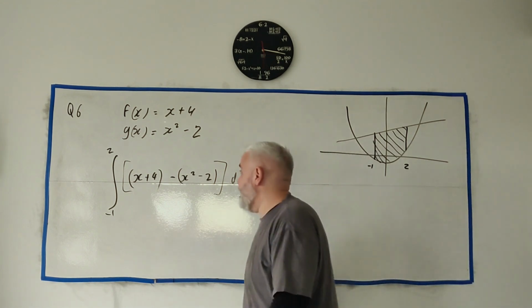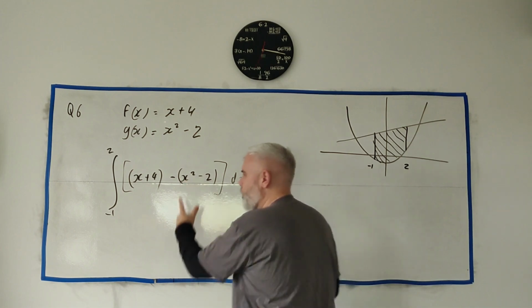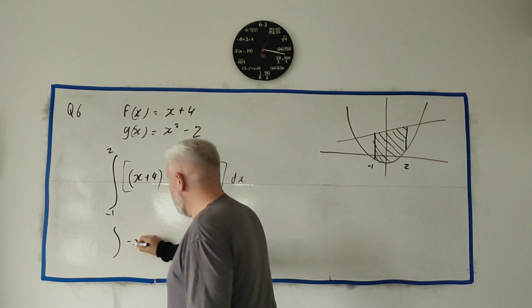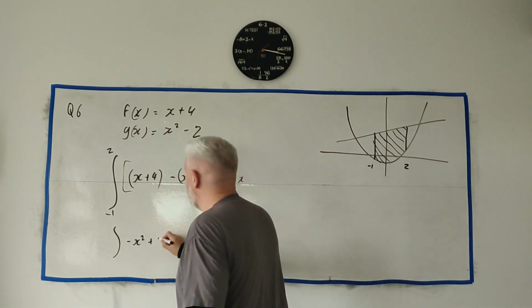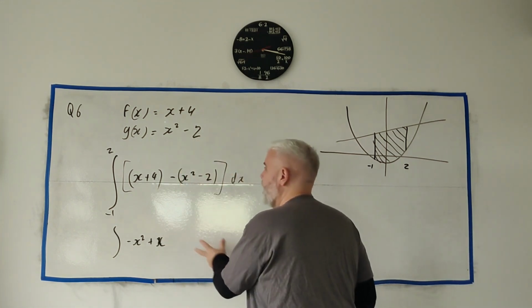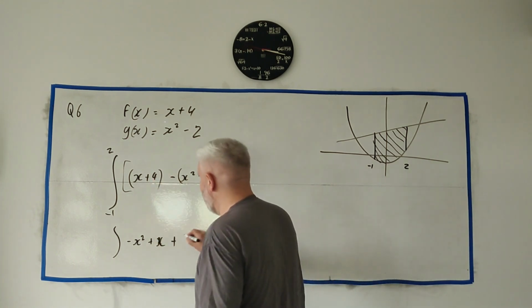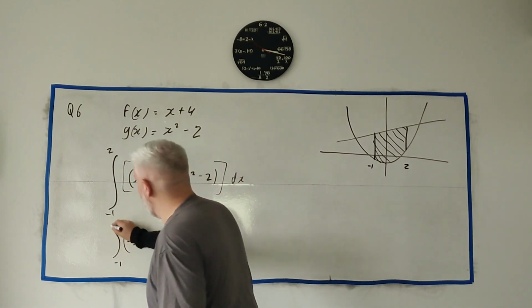To clean this up a bit, we can just multiply this minus in. We'll get minus x squared. So clean all this up. We'll write it in order. Minus x squared. The next would be x's. There'll just be a plus x. And then finally we'd have the numbers. We'd have a 4 minus minus, so we get a plus 6. And all this with respect to x between minus 1 and 2.